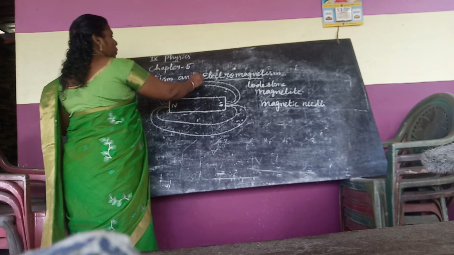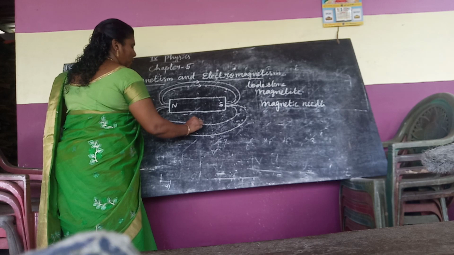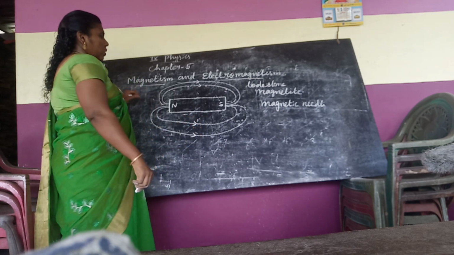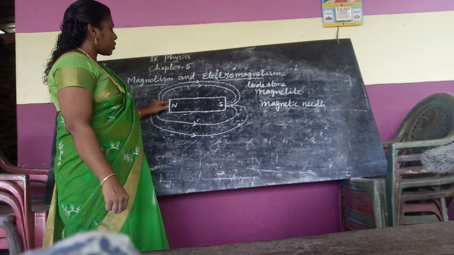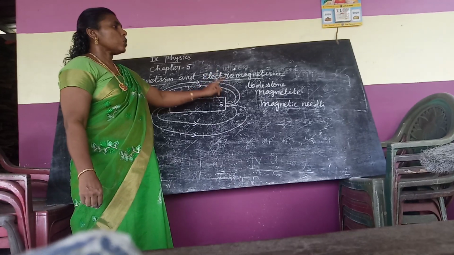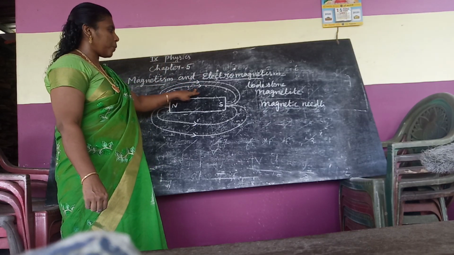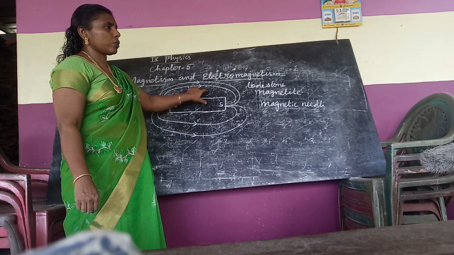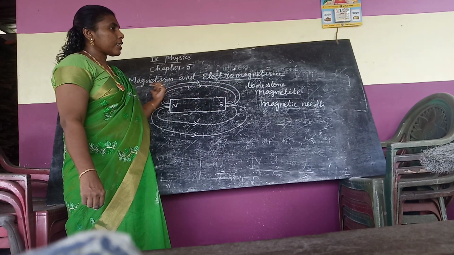Now the arrow mark you can draw like this. It's always a closed curve. The arrow mark means the magnetic lines of force start from the north pole and end at the south pole. So if you draw two lines, they should not intersect each other. These are the properties of magnetic lines of force. It starts from north pole to south pole and it is a closed curve.